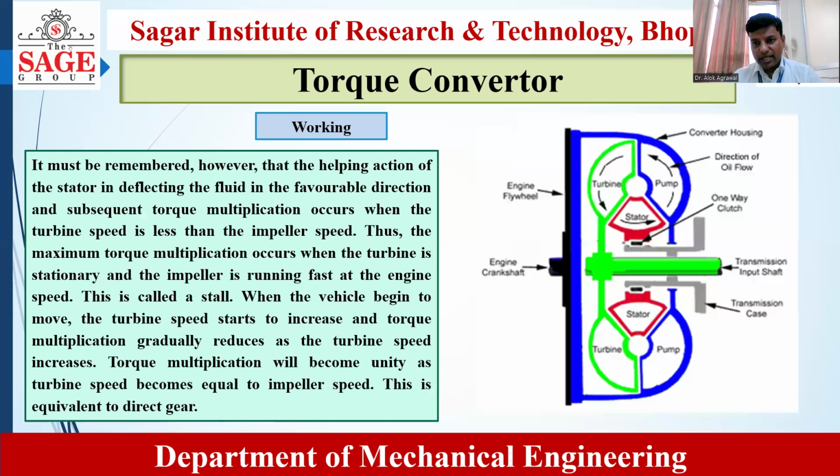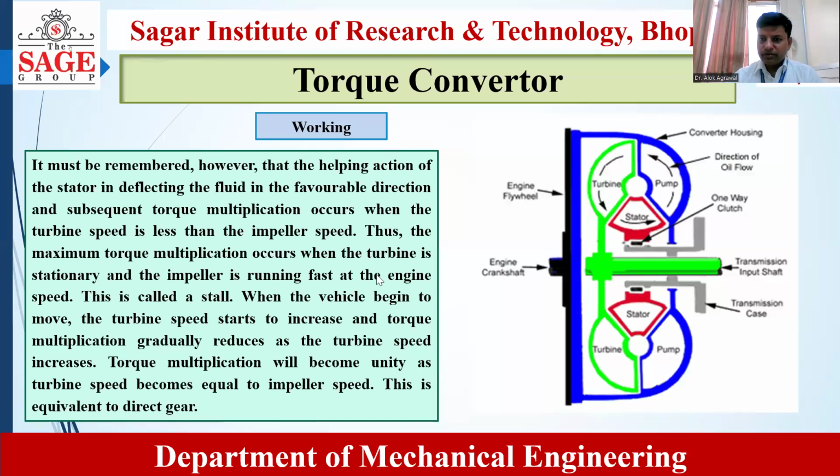But as the turbine speed increases, the torque multiplication decreases. Once they attain the same speed, we say it is in a state of equal speed, meaning the turbine blade and the impeller blade are both running at equal speed. Here the torque multiplication becomes unity, and this is equivalent to the direct gear.